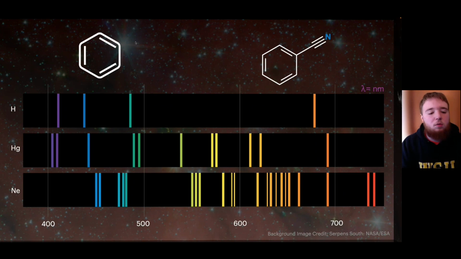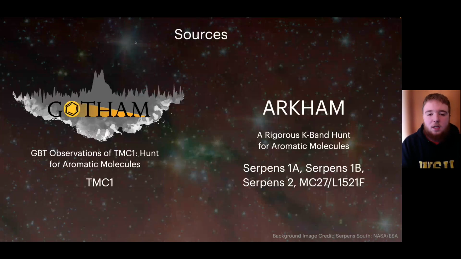So now that we have a means to look for these, what data am I using? Well, I'm using data collected by the Green Bank Observational Telescope, and this data was collected by the group Gotham and its sister group Arkham. Gotham looked inside this one specific cloud and this one specific subsource inside the cloud called TMC1, whereas Arkham looked over a variety of around 20 sources and has already published papers on the 4 sources listed there.